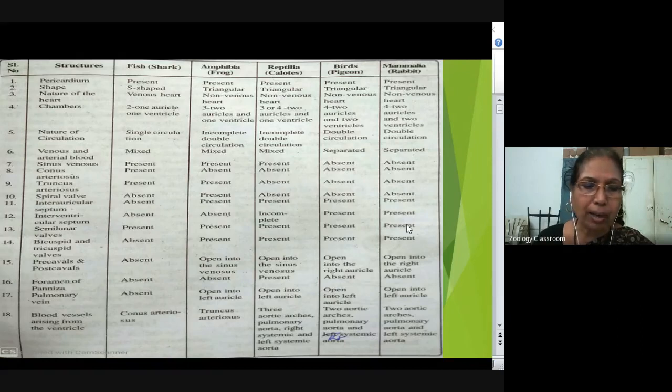In amphibia, reddish color. In reptiles, reddish color. In owls, also reddish color. And in mammals, also reddish color. Then chambers, how many chambers?